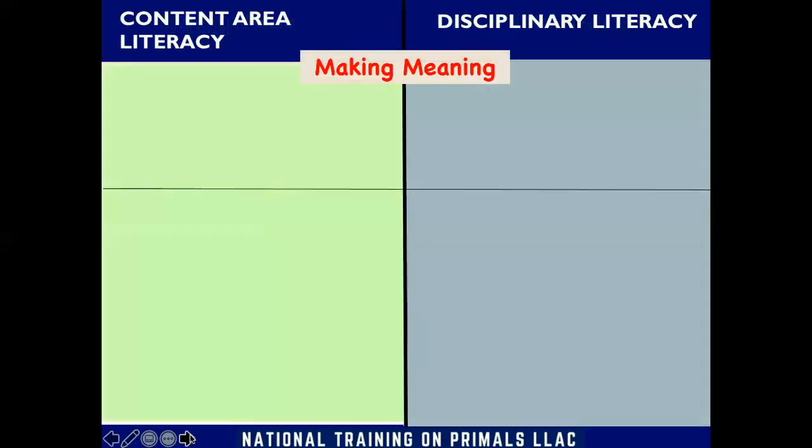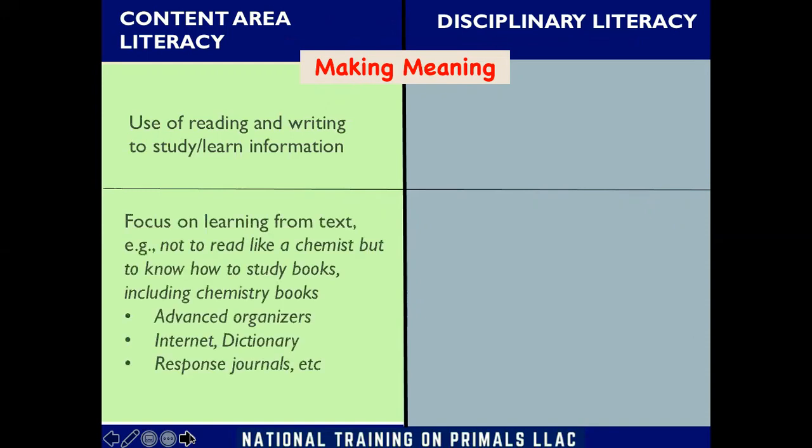For making meaning, the focus in CAL is on the use of reading and writing to study and learn information. That is, the focus is to learn information from the text, not to read like a chemist, but to know how to study books, including chemistry books. And there are certain strategies that can help the students with this, such as the use of advanced organizers, the dictionary, response journals, and many more.